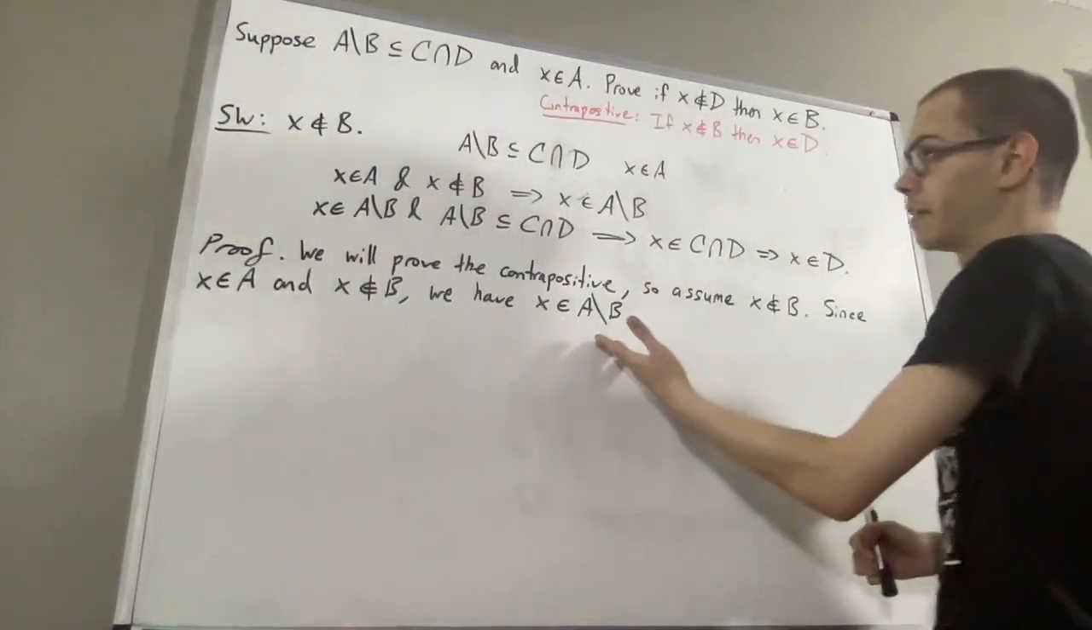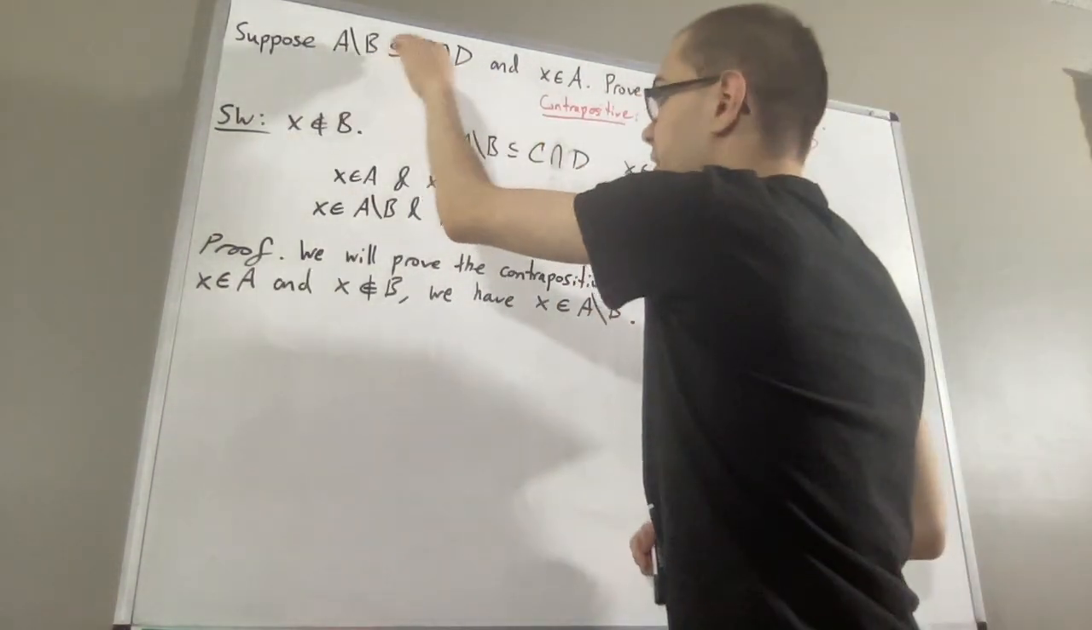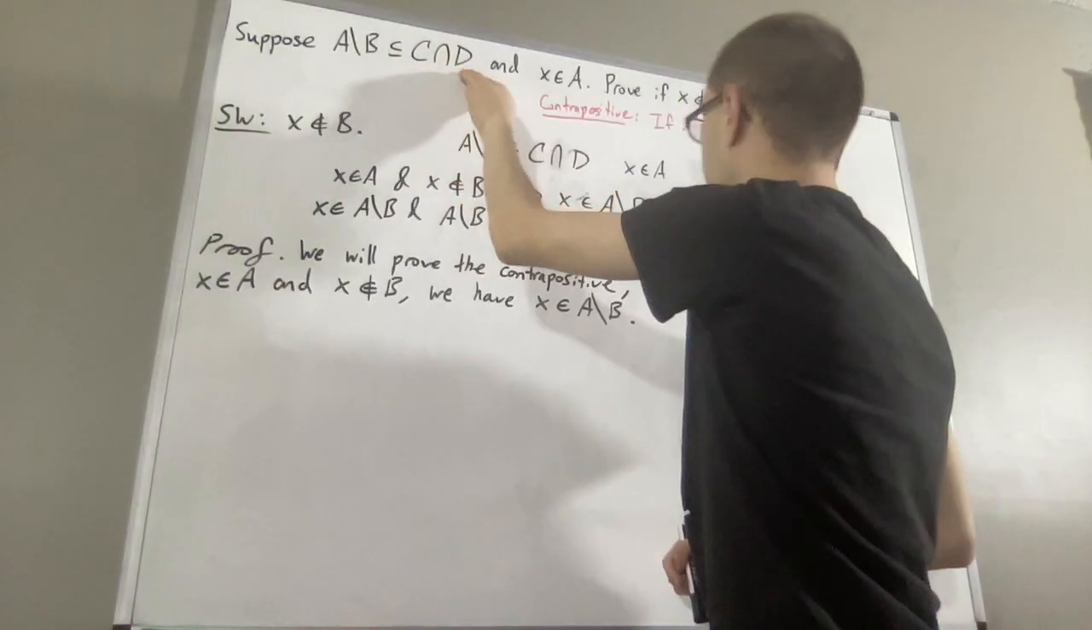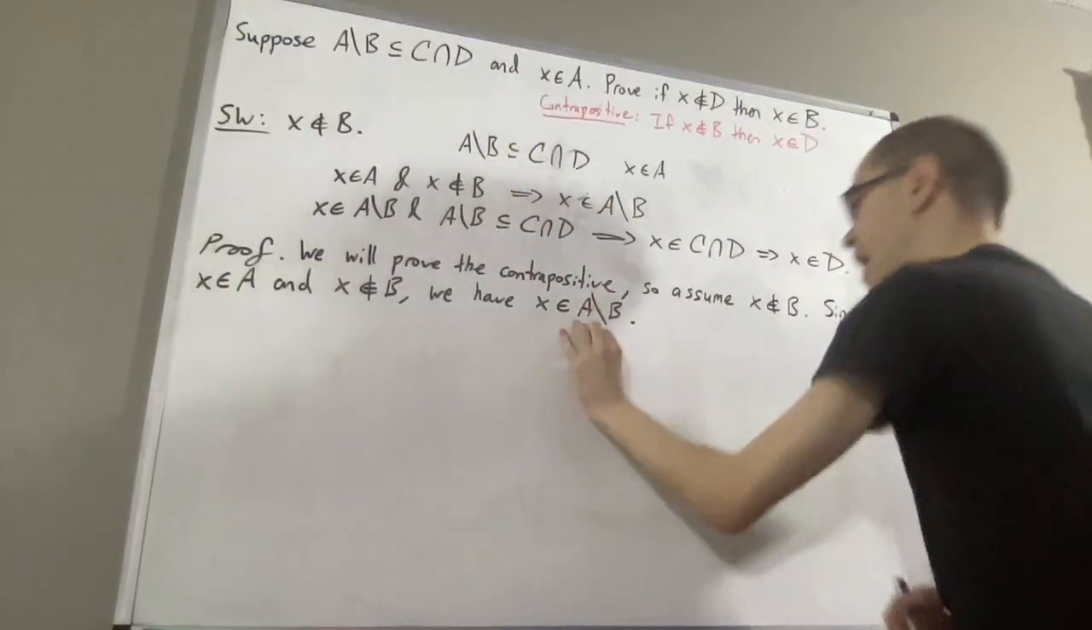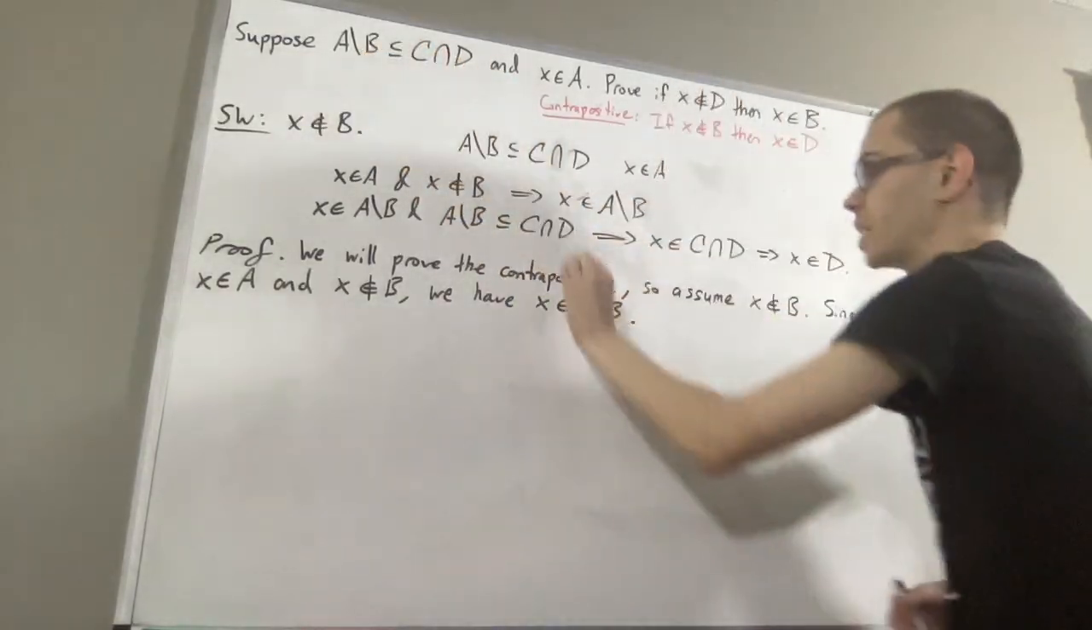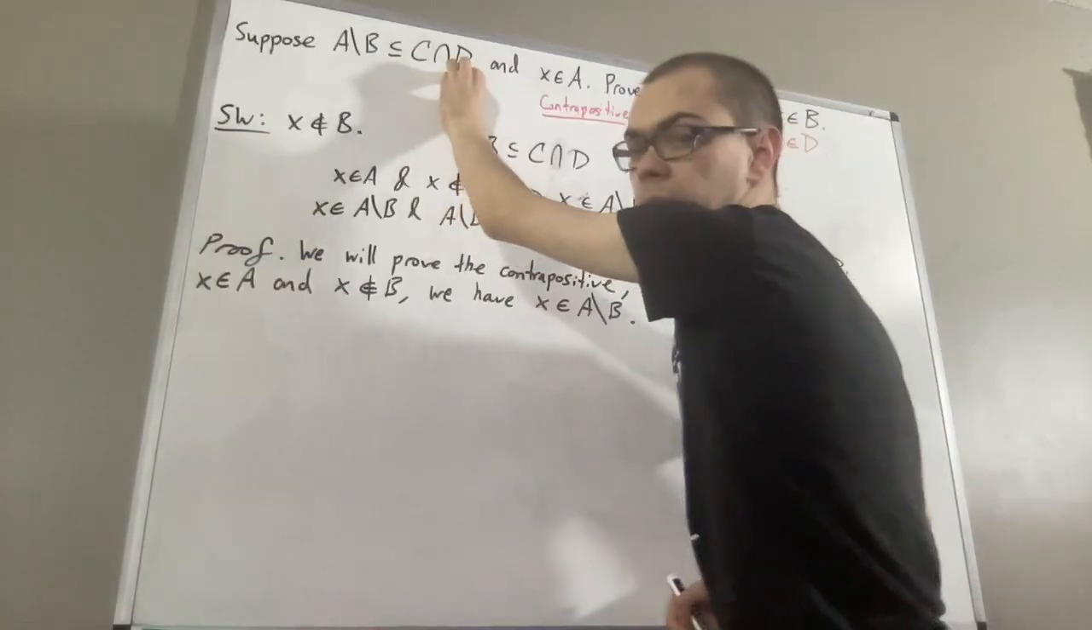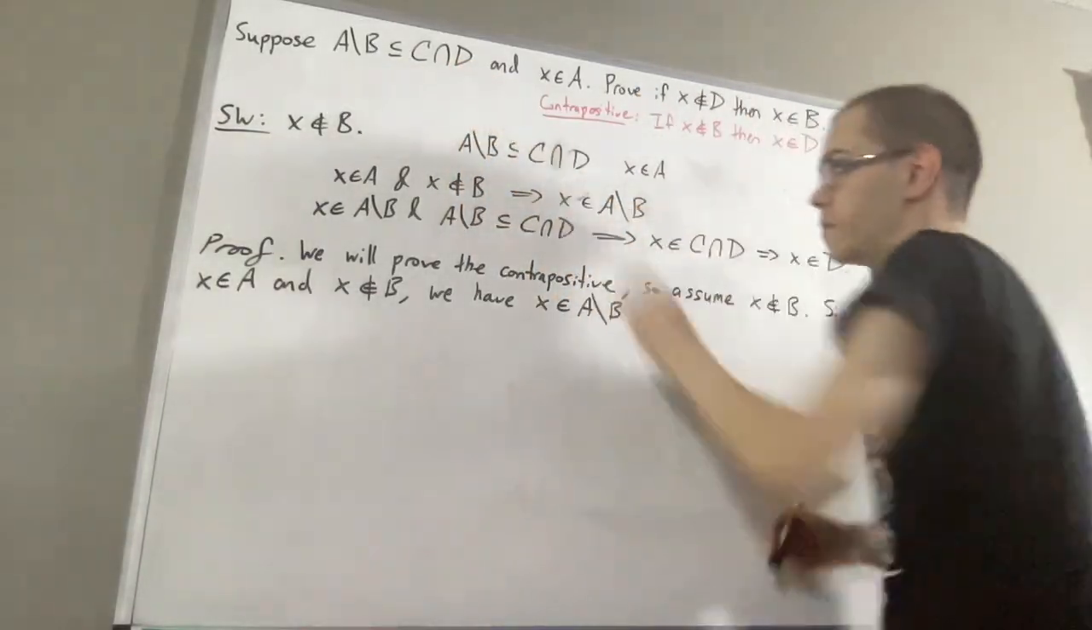But then, using the fact that A set minus B is a subset of the intersection of C and D, that means every element of this set is also an element of this set. So since X is an element of this set, that tells us X is an element of this set as well. So X is an element of the intersection of C and D.